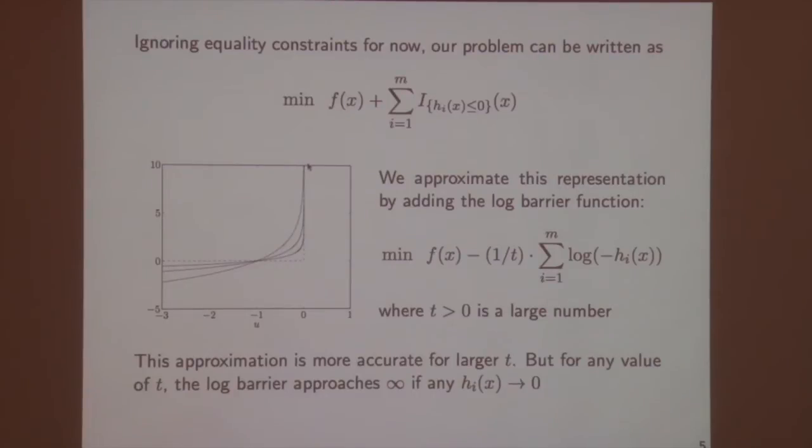So if you look, this is the indicator function that u is less than or equal to 0. It's equal to 0 when u is less than or equal to 0, and then it jumps up to infinity when u is positive. That's what this dotted line is showing. What I'm drawing here is actually the log barrier: minus the log of minus u, times 1 over t. I'm multiplying these curves by 1 over t for different values of t to show you how it behaves.